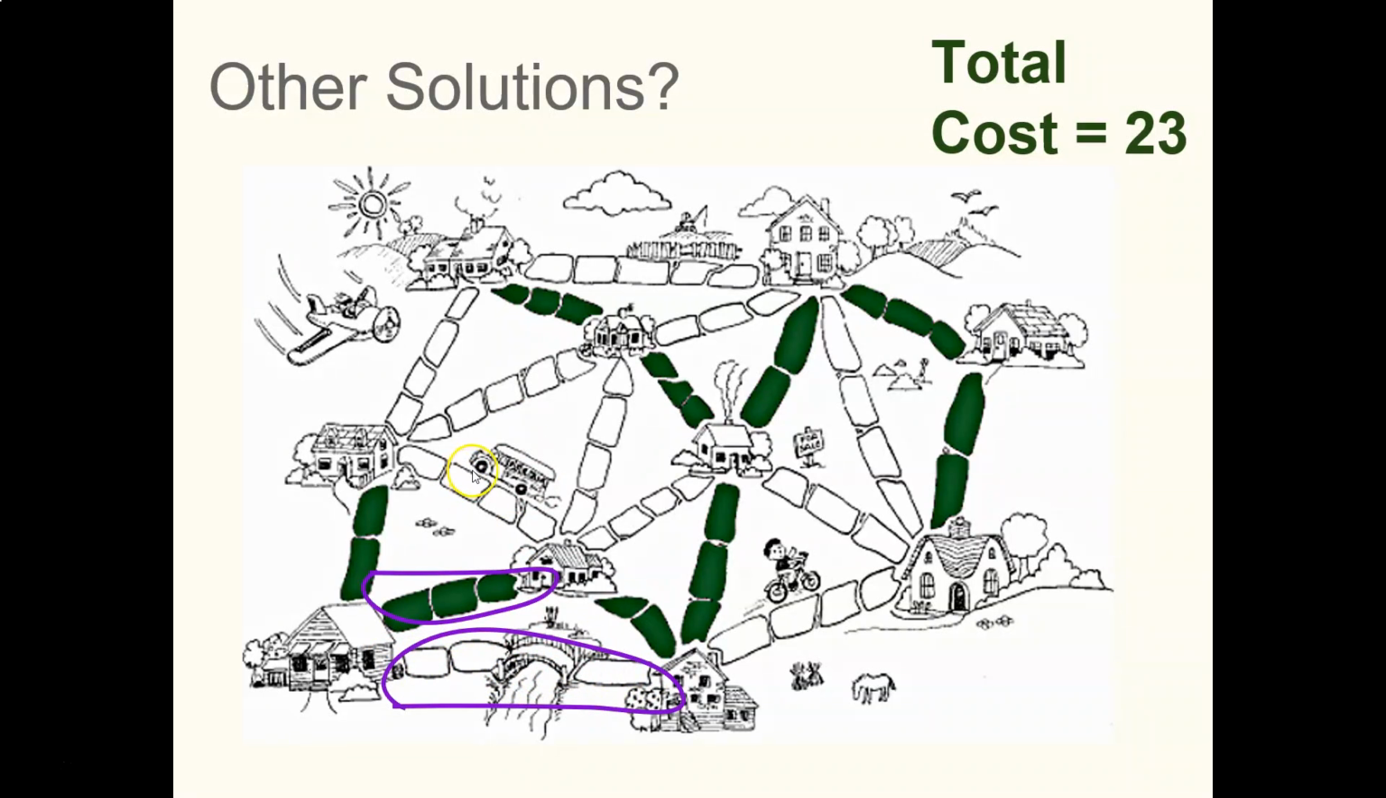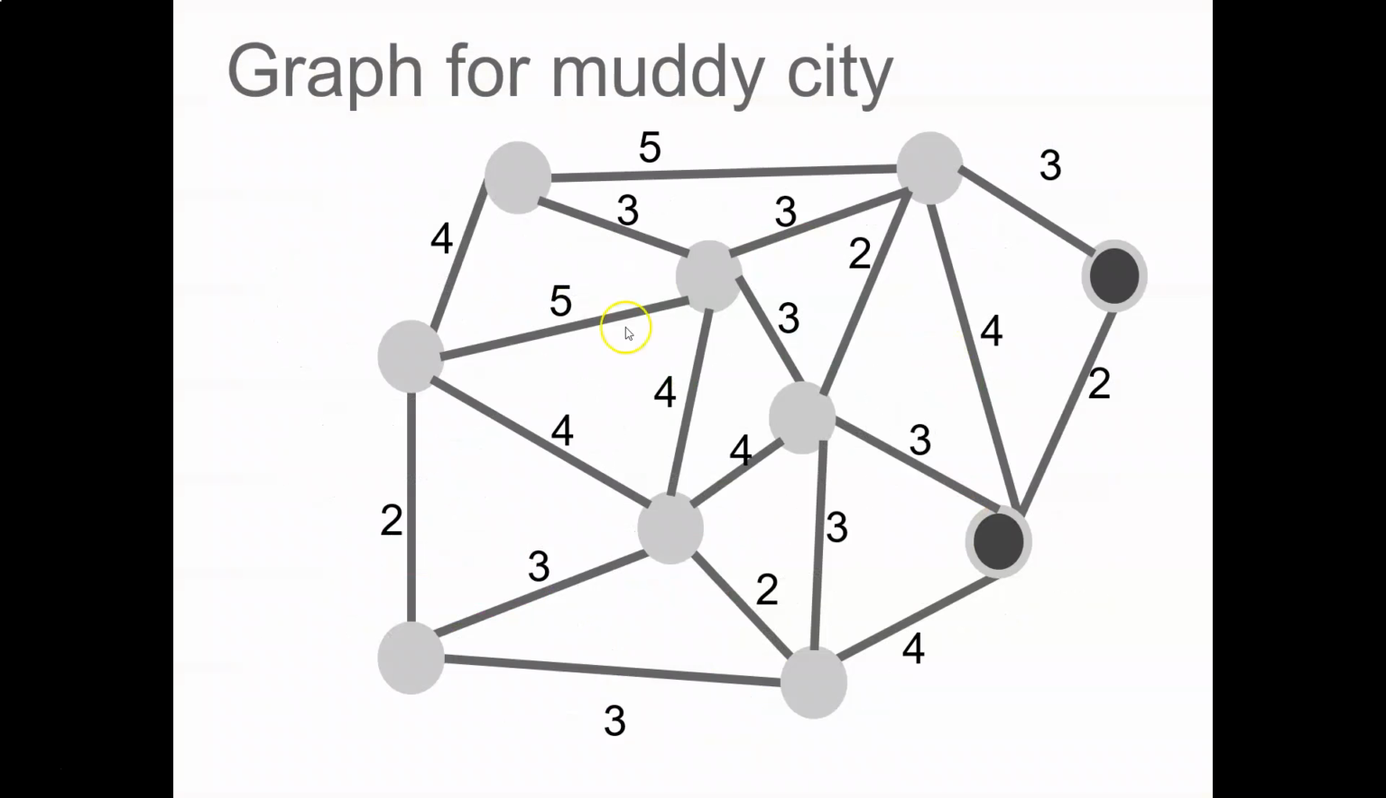So the problem now is, how do we represent this in a computer? Doesn't this graph look like our Medicity? It seems like it's a good representation.